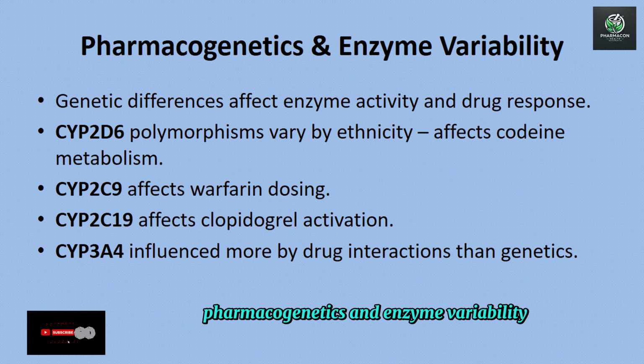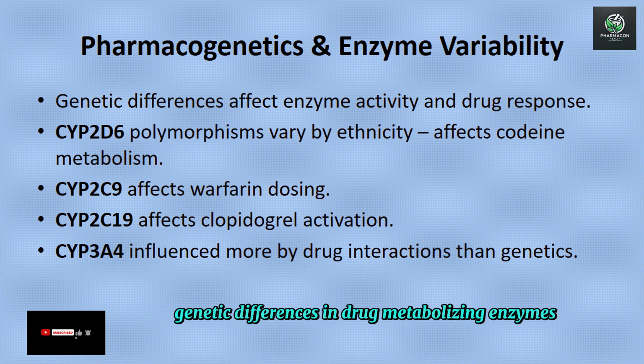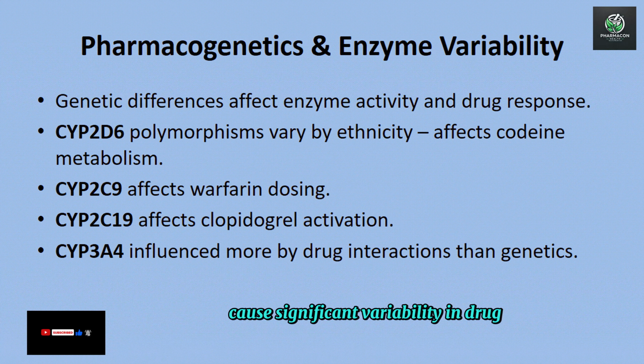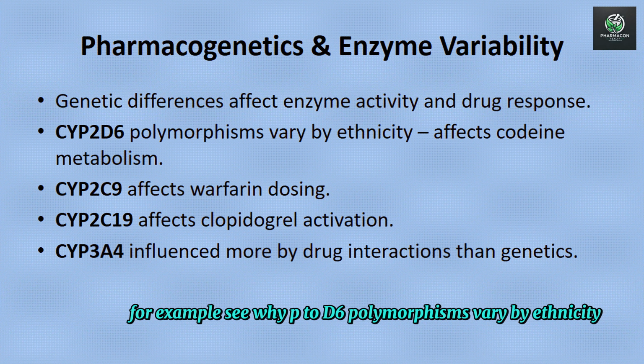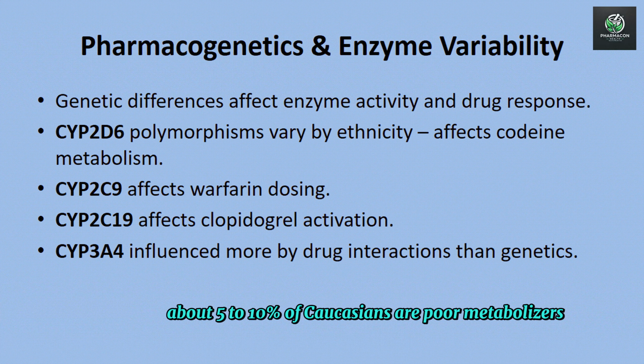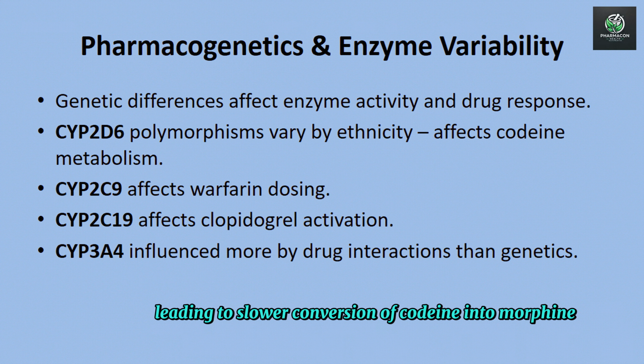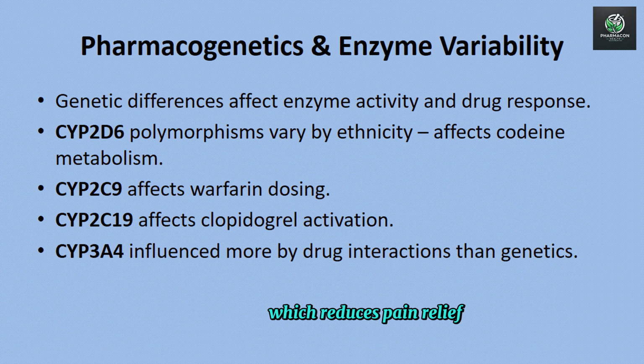Pharmacogenetics and enzyme variability. Genetic differences in drug metabolizing enzymes cause significant variability in drug response across different populations. For example, CYP2D6 polymorphisms vary by ethnicity. About 5 to 10% of Caucasians are poor metabolizers, leading to slower conversion of codeine into morphine, which reduces pain relief.